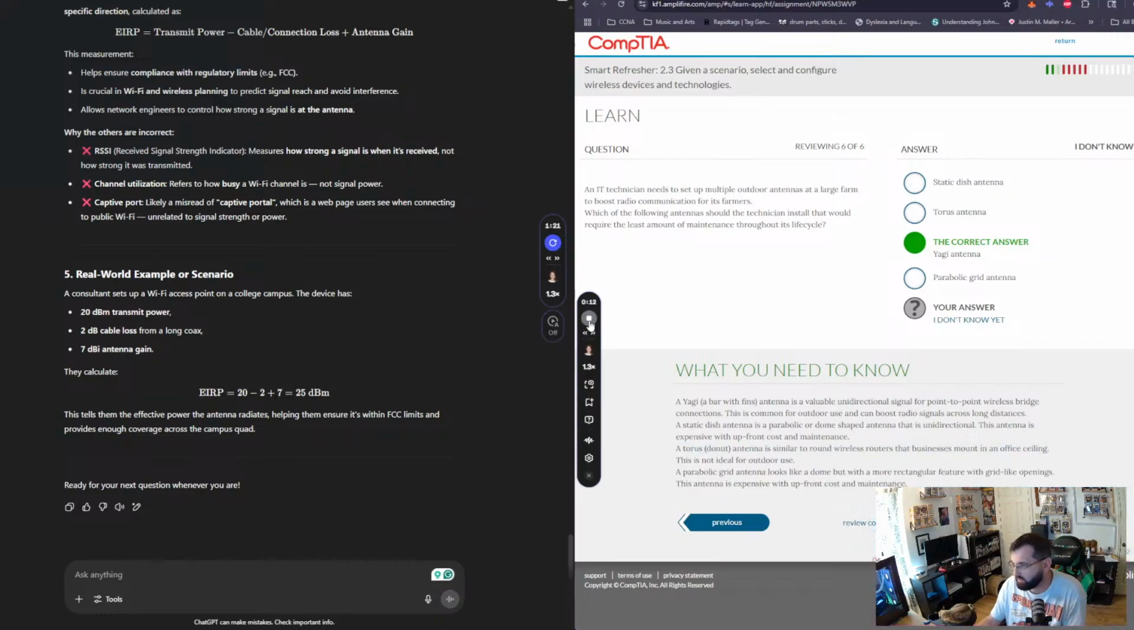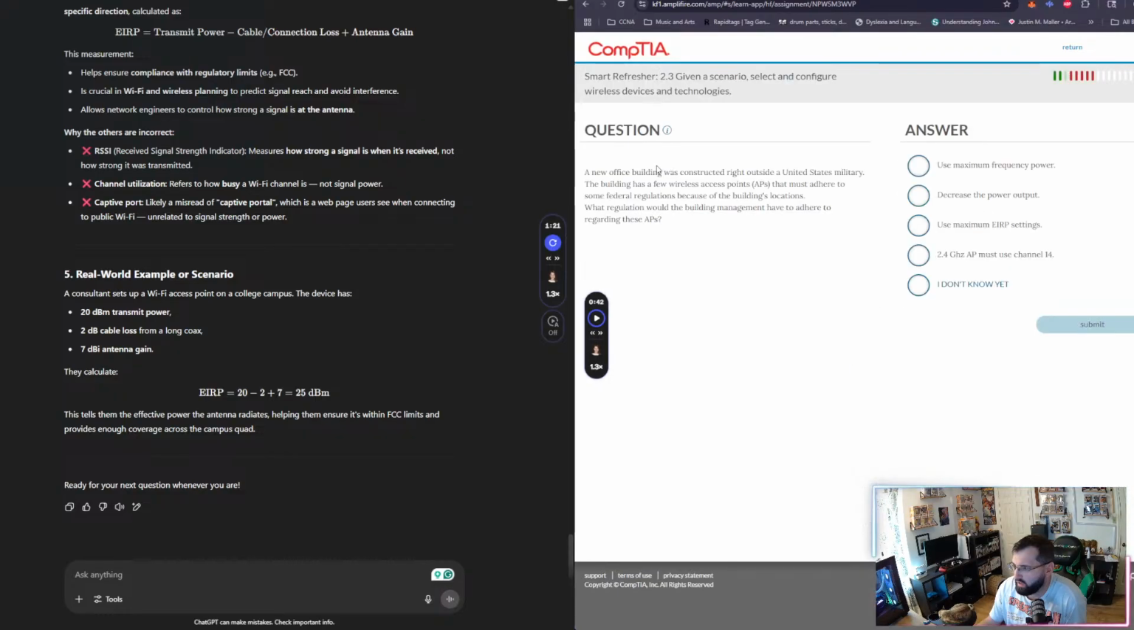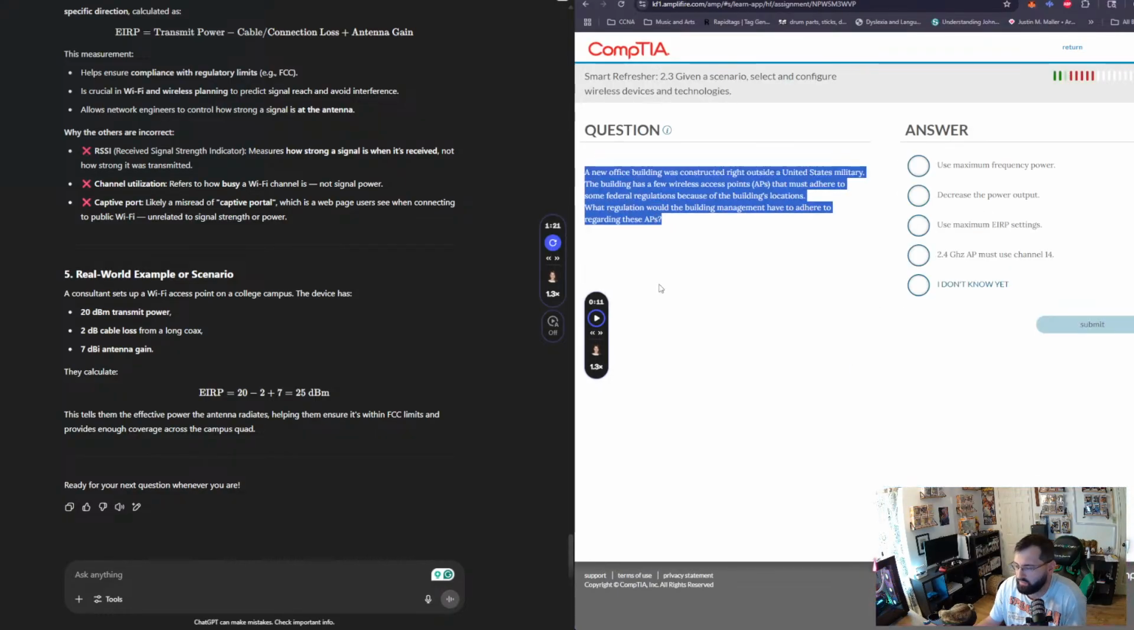Yes, yes. A torus donut antenna is similar to round wireless routers that businesses mount in an office ceiling. This is not ideal for outdoor use. A parabolic grid antenna looks like a dome but with a more rectangular feature with grid-like openings. This antenna is expensive with upfront cost and maintenance. Yeah, I don't really like how it defined a lot of these, but that's okay. We're going to keep going. I don't want to get hung up on antennas because I, for some reason, think they're really cool.